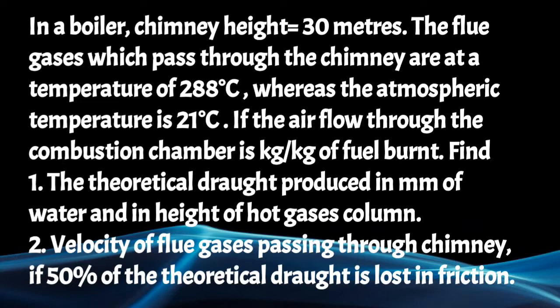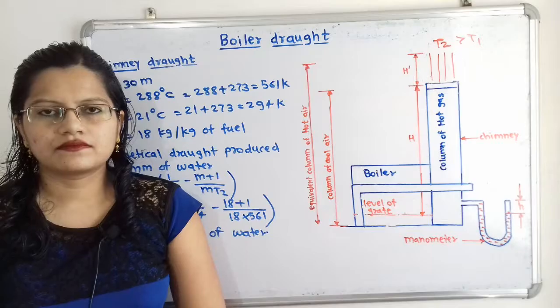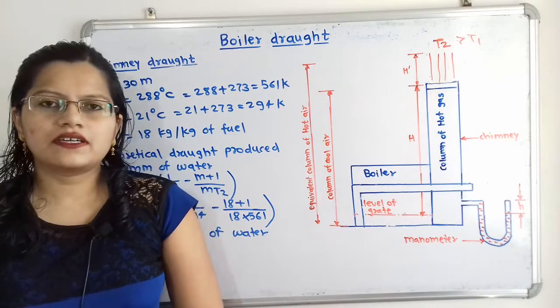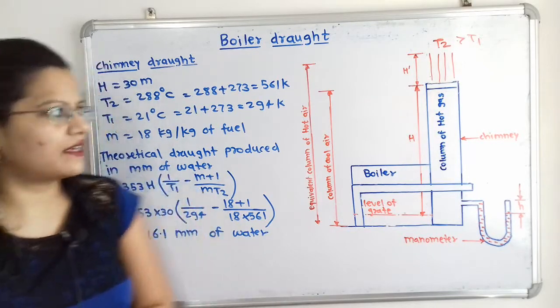Second, velocity of flue gas passing through the chimney if 50% of theoretical draught is lost in friction at the grate and passage. So this was the given question. Let us understand what is the given data.